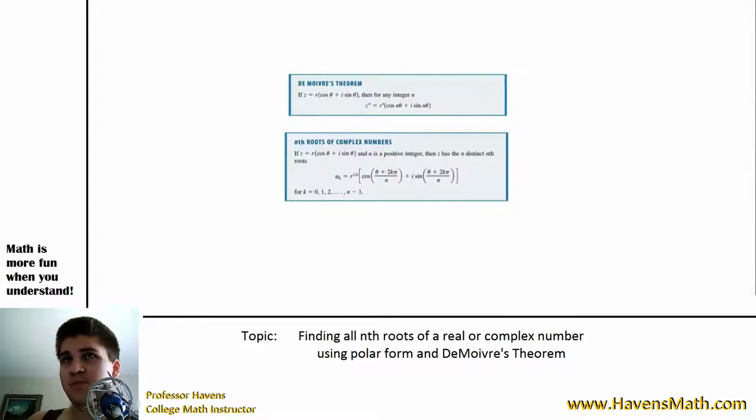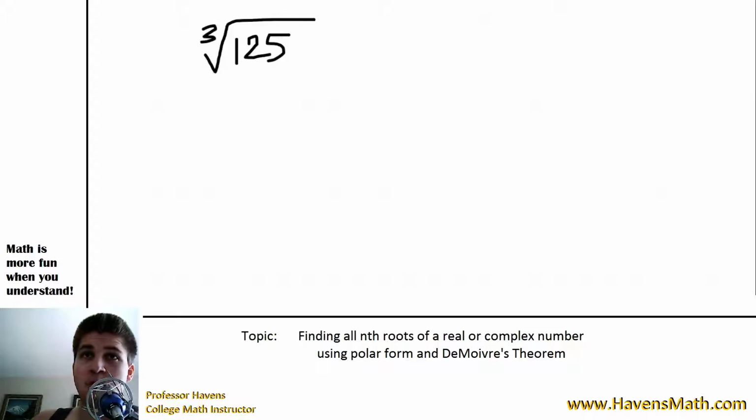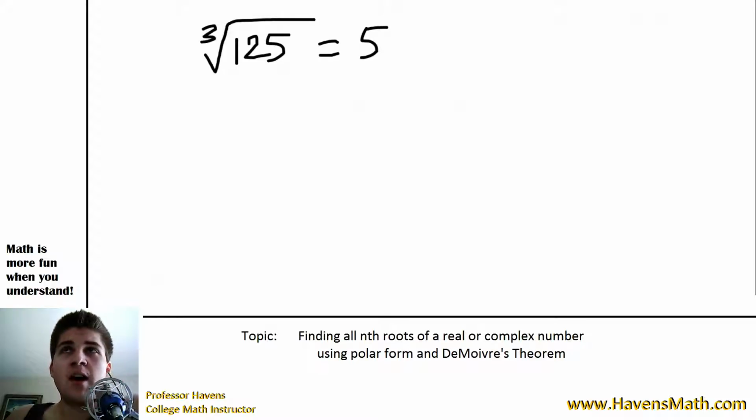If we're looking at the number 125, probably just about as any of you would know, if we took the third root of 125 with the radical notation, the cube root of 125, you would know this is going to be 5, because 5 to the third power makes 125, and that's how roots work. But again, this is only one of the nth roots of 125.